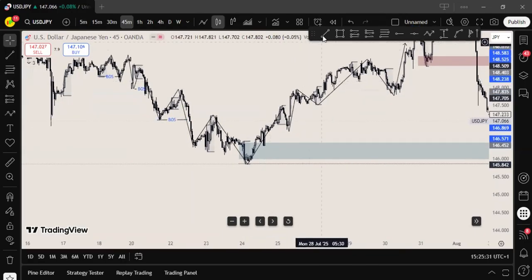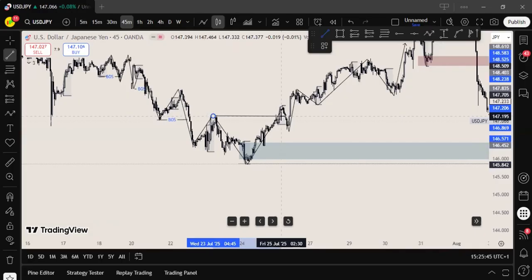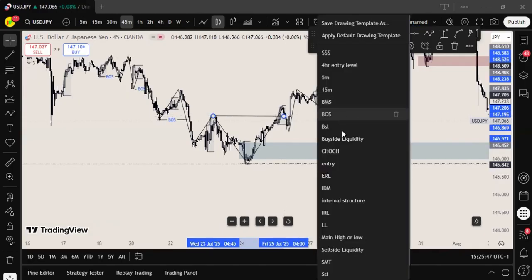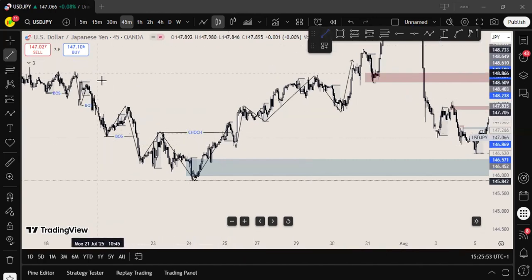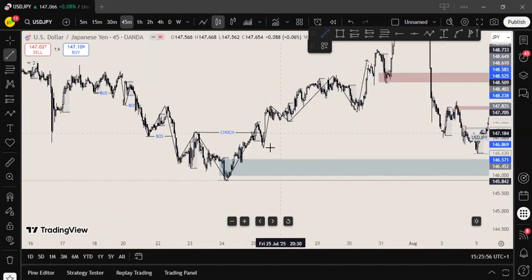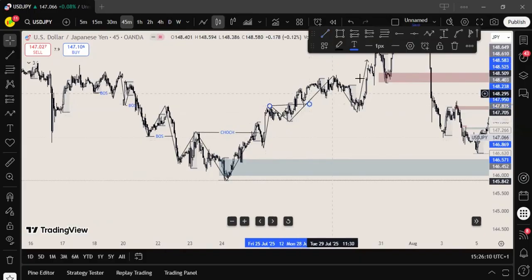Then all of a sudden, instead of the market creating a lower high, the market changed character. This is what we call the change of character, or CHoCH. The market changed from a bearish direction, then started going bullish. Then the market creates a higher high, lower high, higher high, lower high, higher high, lower high. Then the market starts breaking structure towards the upside.